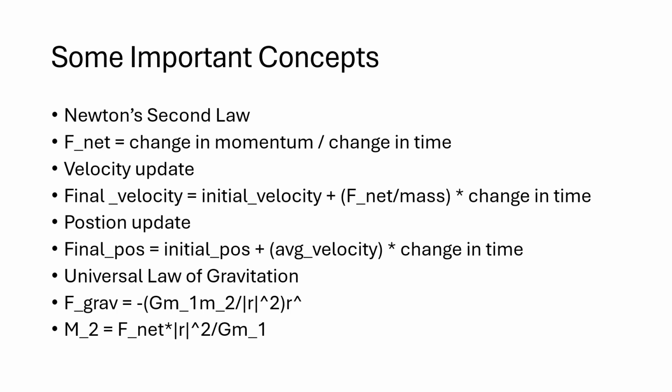And then the universal law of gravitation, which suggests that F equals the universal constant of gravity G times mass 1 times mass 2 over r squared times r hat. And then we can find mass using the universal equation, so you have F net times r squared divided by G and the first mass.